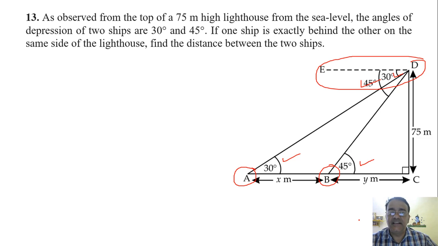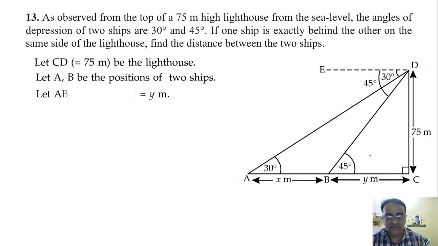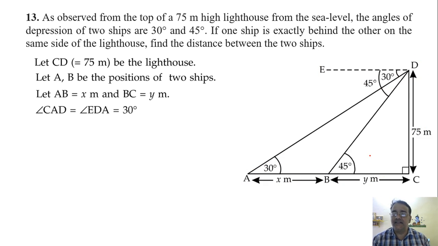Okay, so here let CD be the height of the tower lighthouse, that is 75 meter, and A and B be the position of two ships. Let AB equal x meter and BC equal y meter, and angle CAD is 30° and this is 45°. Now how many right triangles do we have here? Two. Identify. ACD and BCD, right?